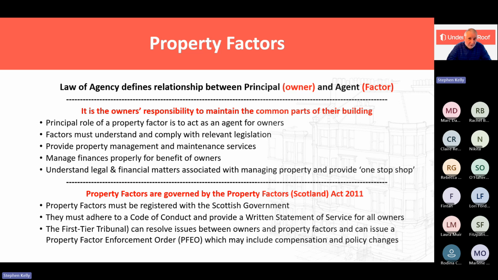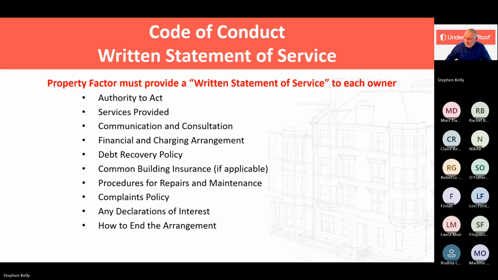And if you're not happy with the factor's performance, you can complain against them. And once you've used their complaints policy, you can then forward it up to the First-tier Tribunal, who can then issue a property factor enforcement order or charge the factor accordingly. I do know of one case that went to the First-tier Tribunal, essentially, and the owner got £5,000 back, just because the factor was just useless, basically. Bottom line, if you have got a factor, the most important thing you should check is your written statement of service. The code of conduct covers 6 big areas, but the written statement of service is how they're going to deliver the services for the owners.